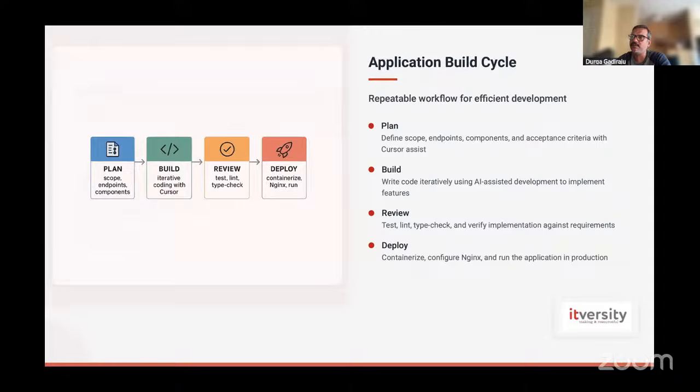Review means testing. Deploy means deploy. Once it is deployed, we'll get into the maintenance, right? So, that being said, as part of the plan, we'll try to define the scope, endpoints, components, and acceptance criteria, and we'll be using Cursor to actually plan. Once the plan is ready, we'll write code iteratively using AI-assisted development to implement the features.